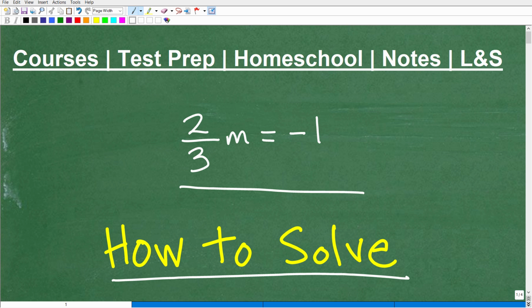But I can tell you right now, a ton of students that are learning algebra really get confused when they see fractions involved in equations. So we're going to clear up any confusion with this particular problem. We're going to go through it nice and slow, step by step.